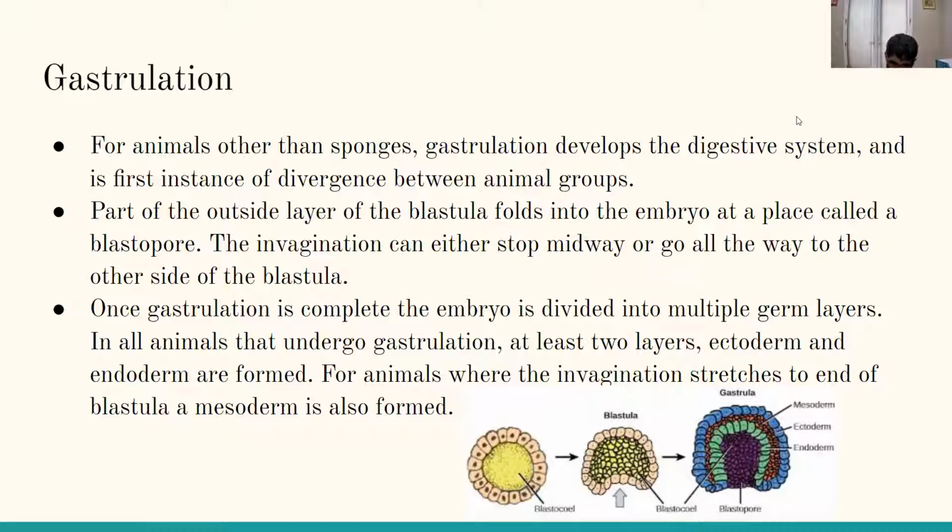And this fold can either stop midway or it can go all the way to the other side to create a full digestive tract with two ends, which depends on the organism's symmetry. Gastrulation's completion results in the embryo being divided into different layers called germ layers surrounding the digestive tract. And every animal that undergoes gastrulation has at least two germ layers called the ectoderm and the endoderm. But animals that form a full digestive tract form a third layer in the middle called the mesoderm.